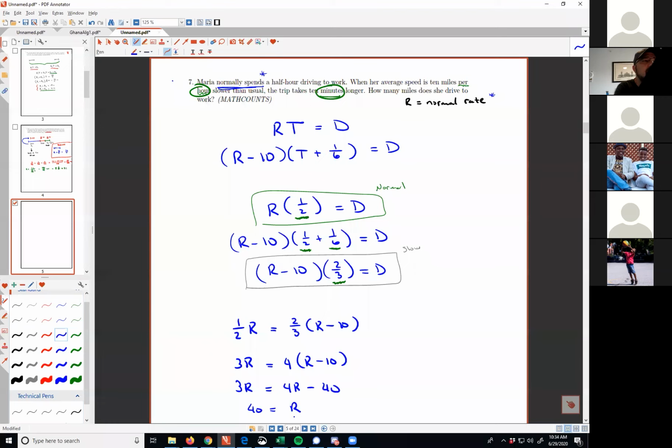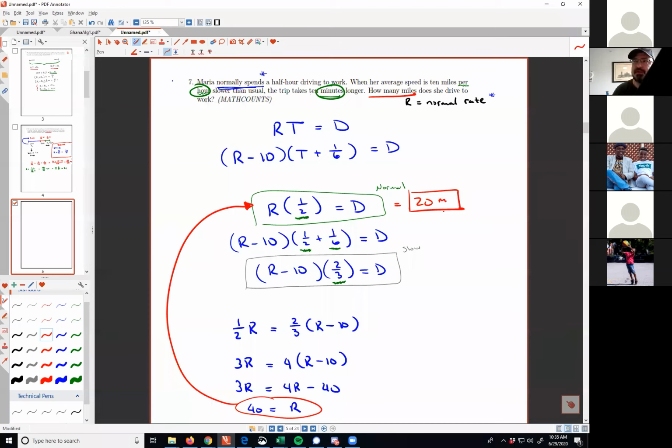Okay, so now what? Since we found the rate, we can find the distance because we already know the time. Good. We're asked for the total distance, and probably the easiest place to plug in is this equation right here. And we wind up with d equals 20 miles.